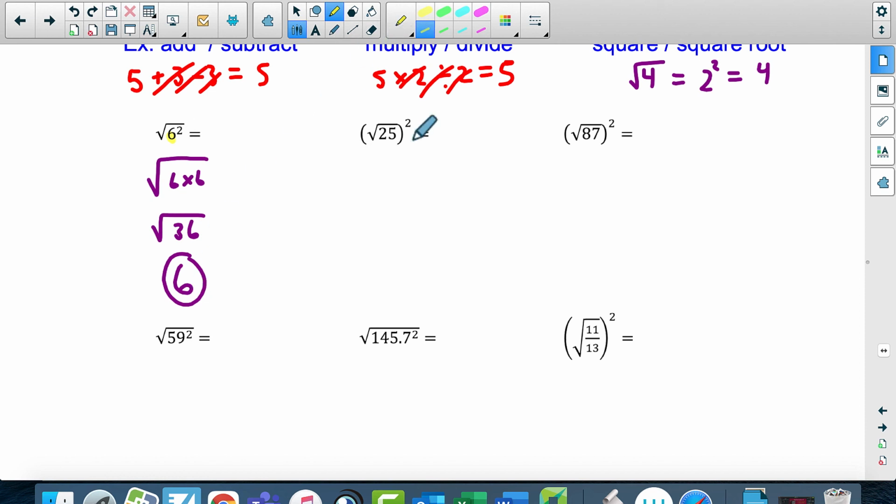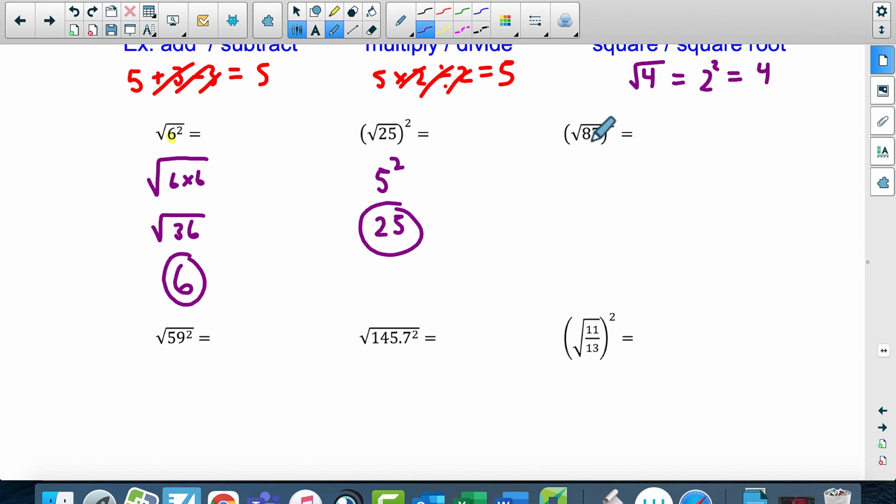Okay, now this time we're going to do the opposite. We're going to do square root first and then square it. So what's the square root of 25? What number multiplies by itself to get 25? 5. Good. Now let's square it. Well, 5 squared means 5 times 5, and that is 25. It happened again. If we square root and square, they undo each other, and so there's really no point in doing all this work.